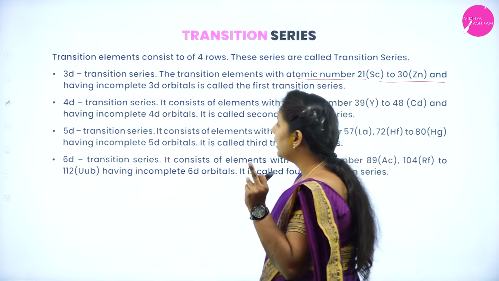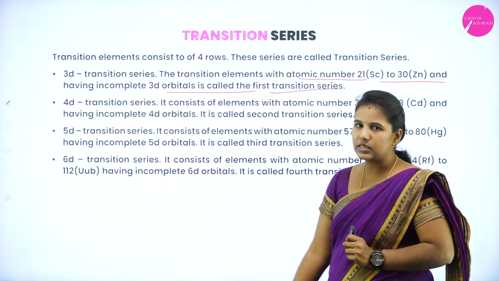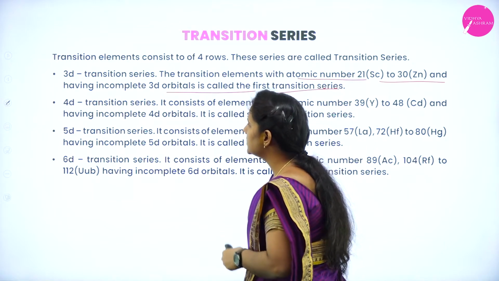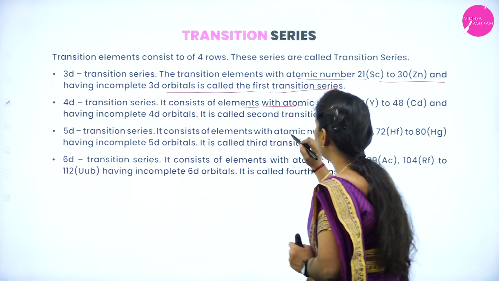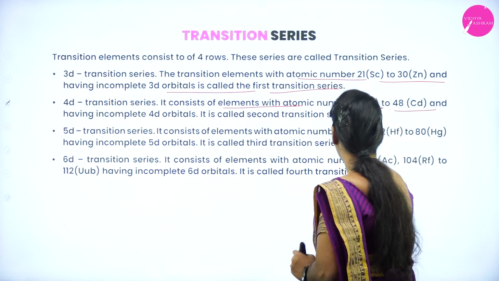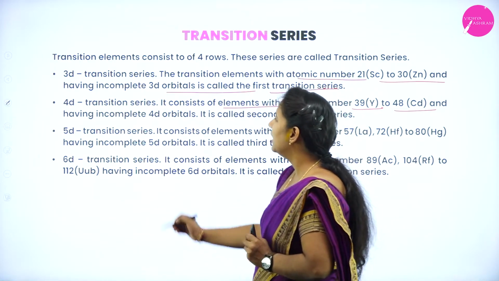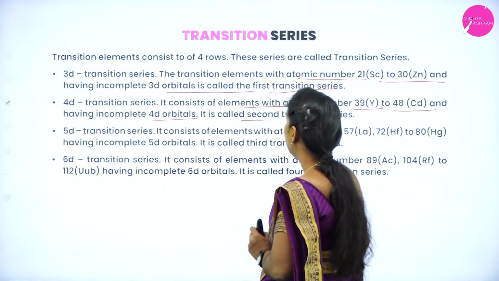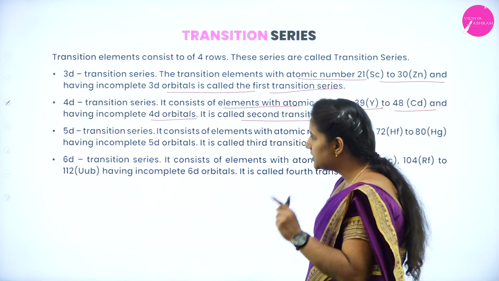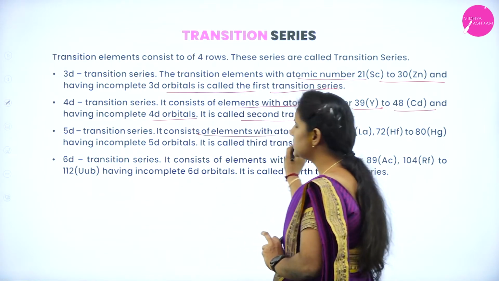Which are having incomplete 3D orbital, hence it is known as the first transition series. Whereas the 4D transition series consists of the elements with atomic number 39 to 48, from yttrium to cadmium, which is having incomplete 4D orbital, hence it is also known as the second transition series.